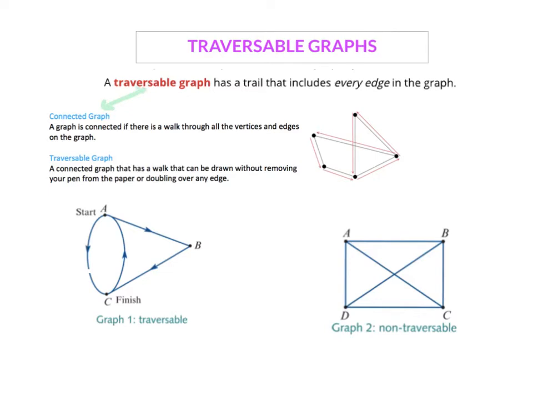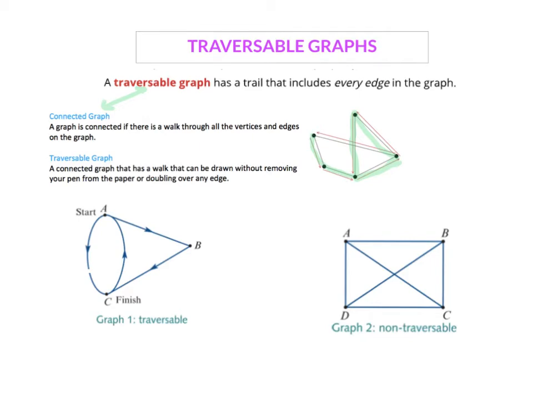So if you remember, we said a connected graph means that you can get to every vertex without taking your pen off. So you can see there I did not lift the pen. I can get through all the vertices. Now a traversable one is a connected graph, but it's when you can get to all the vertices without using an edge twice. And you don't lift up your pen.